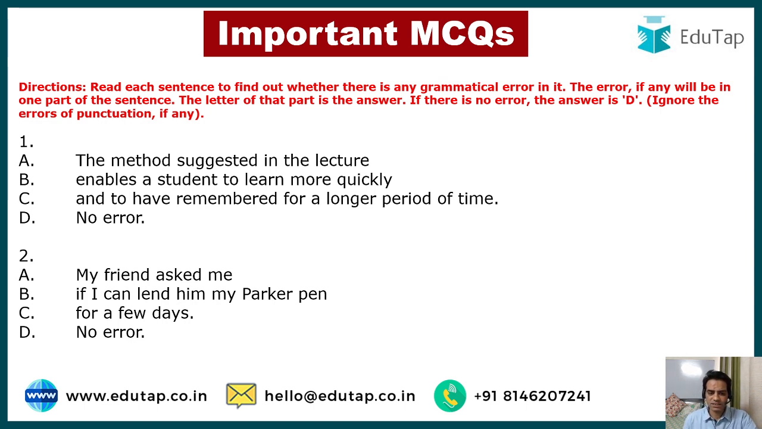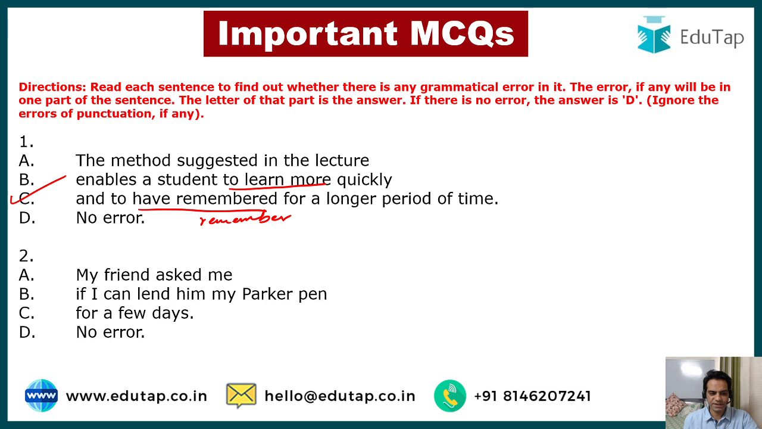The method suggested in the lecture enables a student to learn more quickly and to have remembered for a longer period of time. Yes, guys. Can you find the error? I think I have found the error. The method suggested in the lecture enables a student to learn more quickly and to have remembered. This is wrong. It should be: and to remember, to remember for a longer period of time. So the correct option here was option number C. Right, so let's go to the next question, guys.